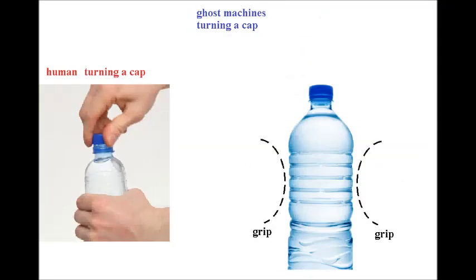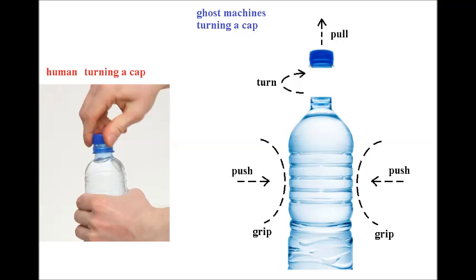Here is a ghost machine to turn a bottle cap. Intelligent pressure is used to hold the bottle in place so it doesn't move. Next, intelligent pressure is applied to the cap in a counterclockwise manner. This will screw the cap off the bottle. Different types of molecules or force fields can be created from thin air to form any shape or size tools to do work. The key here is to create structured force fields to replace physical tools.